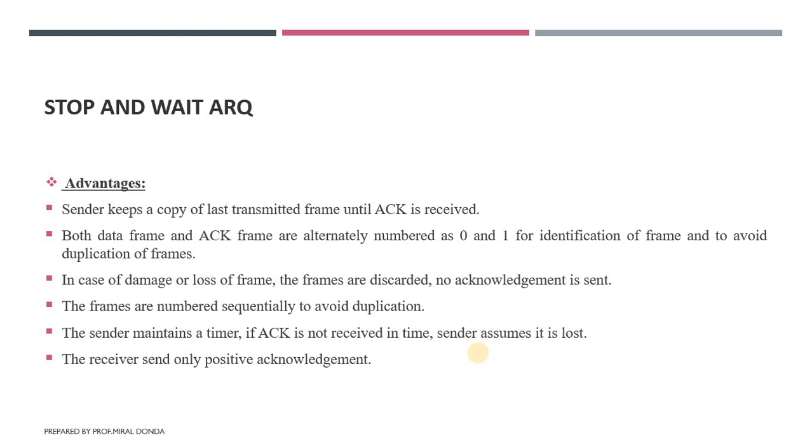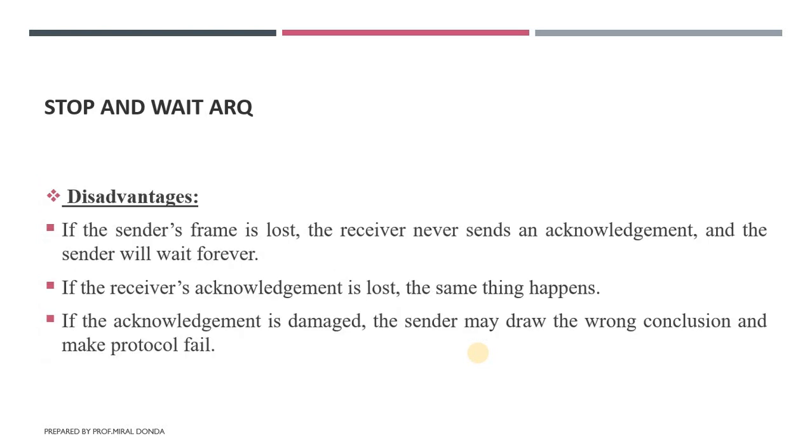The next is advantages. The sender keeps a copy of the last transmitted frame until the acknowledgement is received. Both data frames and acknowledgement frames are alternately numbered as 0 and 1 for identification of frames and to avoid duplication of frames. If frame 0 is received and acknowledged with 1, then the next data frame sent is 0. After acknowledgement 0, the next data frame is 1, so it alternates between 1 and 0. In case of damage or loss of frames, the frames are discarded and no acknowledgement is sent. The frames are numbered sequentially to avoid duplications, and this also maintains the order. The sender maintains a timer. If the acknowledgement is not received in time, the sender assumes it's lost, and the receiver sends only a positive acknowledgement.